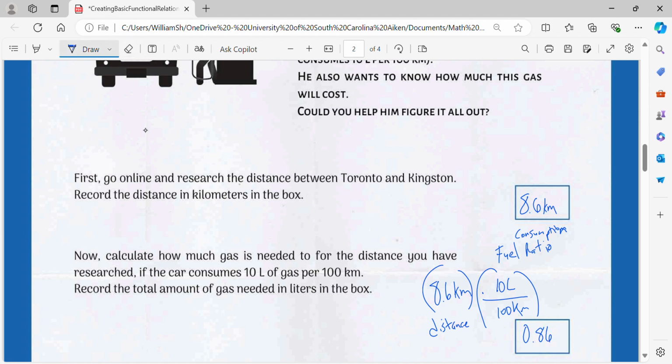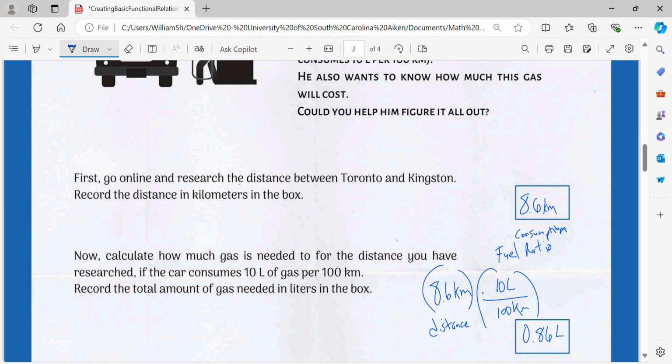0.86 liters of gas that we have burned. Now, this seems like something that you probably could very well figure out on your own and calculate on your own based on the car that you have and the distance you travel. Like I said, here in America, we're going more towards miles per gallon.